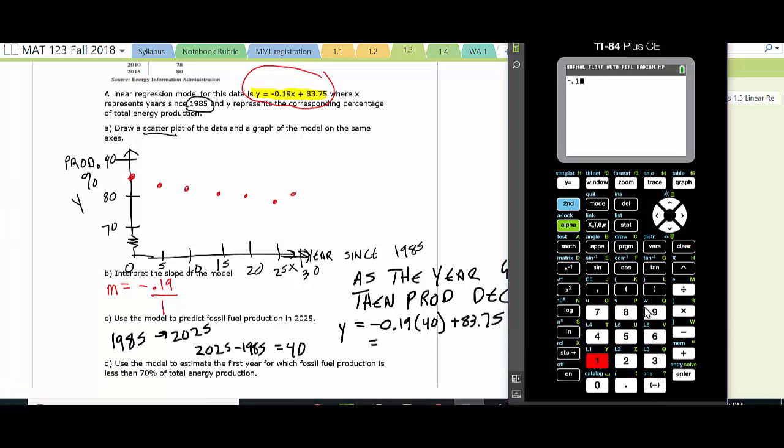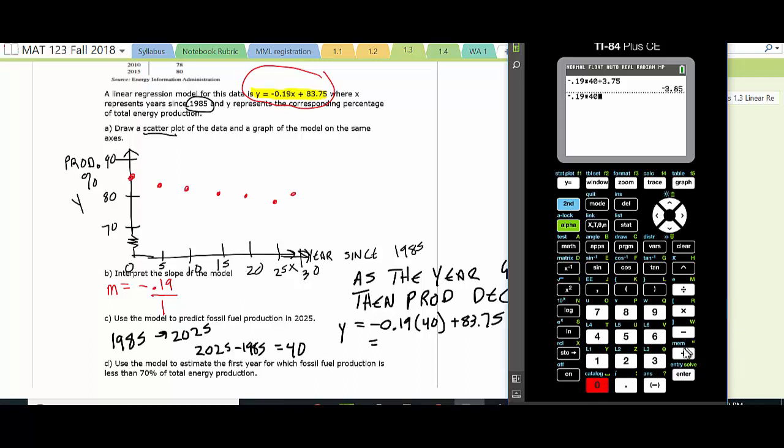Negative 0.19 times 40, and let's see, plus 83.75. Let's see what comes out. Okay, so that's about that. Is that right? Oh yeah, 3.5. That makes no sense whatsoever. Okay, 83.75 is what it would be. Thank you. You actually did 19 instead of 1. What did I do now? Ah, okay. I might just say, students, what did you get? 76.15.